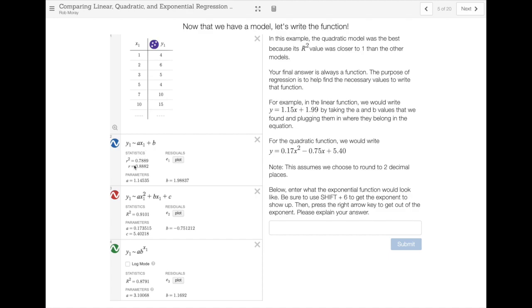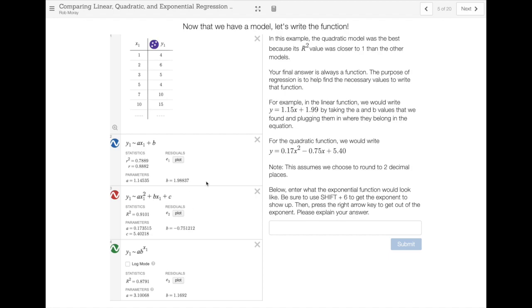What Desmos is going to do is give me my a and my b values, and then I need to take those and turn them into the function. So you can see what I did here: y equals 1.15x plus 1.99. I take the a and the b and plug them in where they go in the equation, right? Desmos' job is to give us those estimate values. All we have to do is plug them in to make the function.